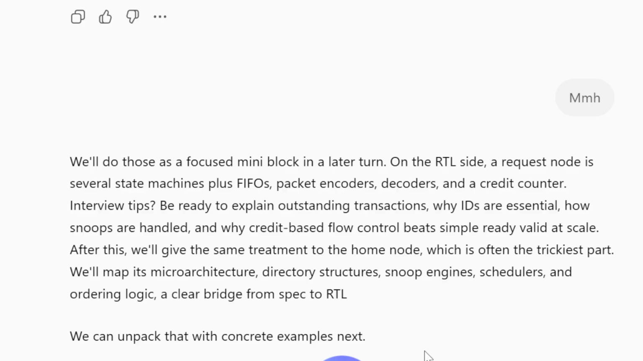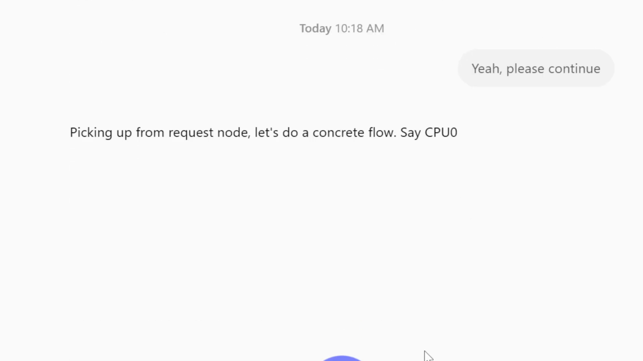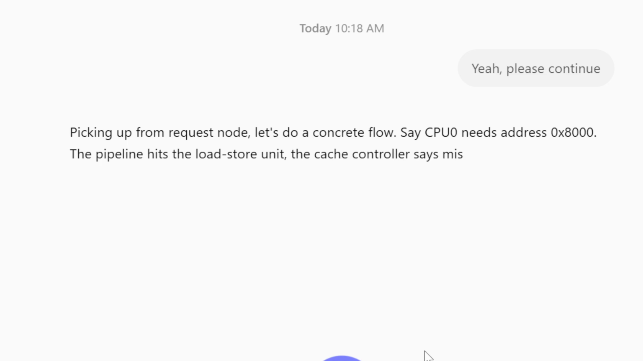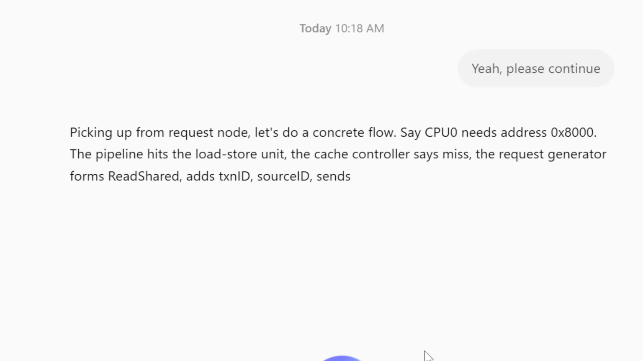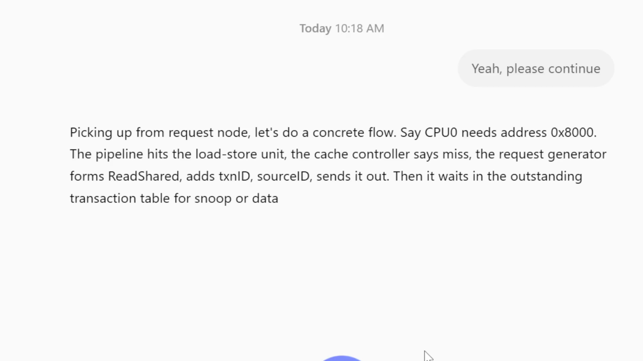Yeah, please continue. Picking up from request node, let's do a concrete flow. Say CPU 0 needs address 0x8000. The pipeline hits the load store unit. The cache controller says miss. The request generator forms read shared, adds TXN ID, source ID, sends it out. Then it waits in the outstanding transaction table for Snoop or data.